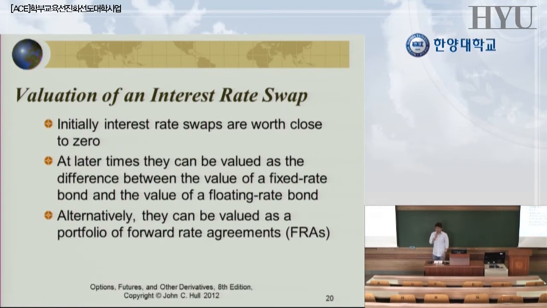Now this is how you can value an interest rate swap. Usually at first, interest rate swaps are worth close to 0. And then as time passes, they can be valued as the value of a fixed rate bond minus the value of the floating rate bond, if you're paying a floating rate. Alternatively, they can be valued as a portfolio of forward rate agreements, which is FRA, which I will be explaining later.